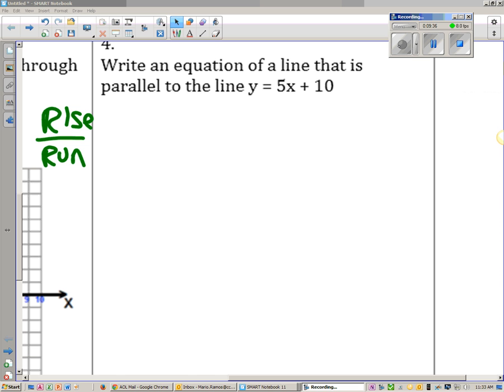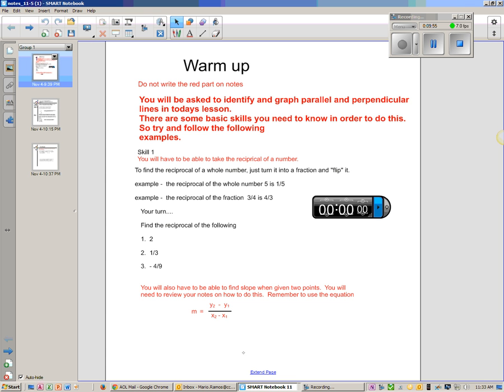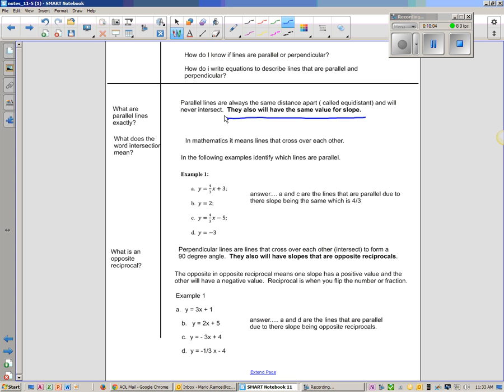Taking a look at question 4, write an equation of a line, which was highlighted. Some of you asked me some questions, what are you doing? You're supposed to write an equation of a line that is parallel to the line y is equal to 5x plus 10. The notes you should have referred to are notes that we just took on 11.5. These notes talk about what is needed for a parallel line. And it's highlighted right here, guys, that you need the same value for slope.